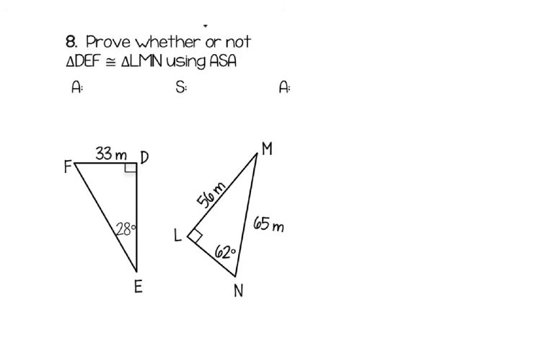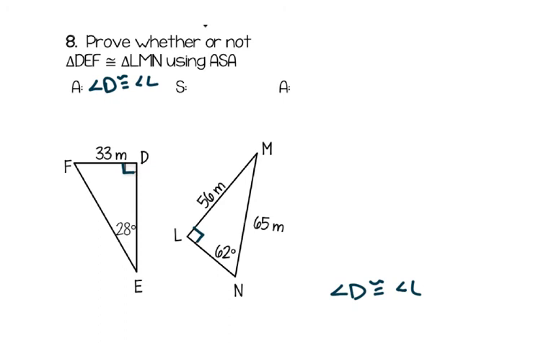Okay, number 8, prove whether or not triangle DEF is congruent to triangle LMN using angle, side, angle. So we're going to go for angle, a side that's included, and another angle. So let's look at what we have. We have 90 degrees. Okay, great. I've got 2 angles that are congruent to each other, so I know that angle D is congruent to angle L. So that's helpful because I could actually start out with that. So angle D is congruent to angle L because they're both 90 degrees. So that's one of them.